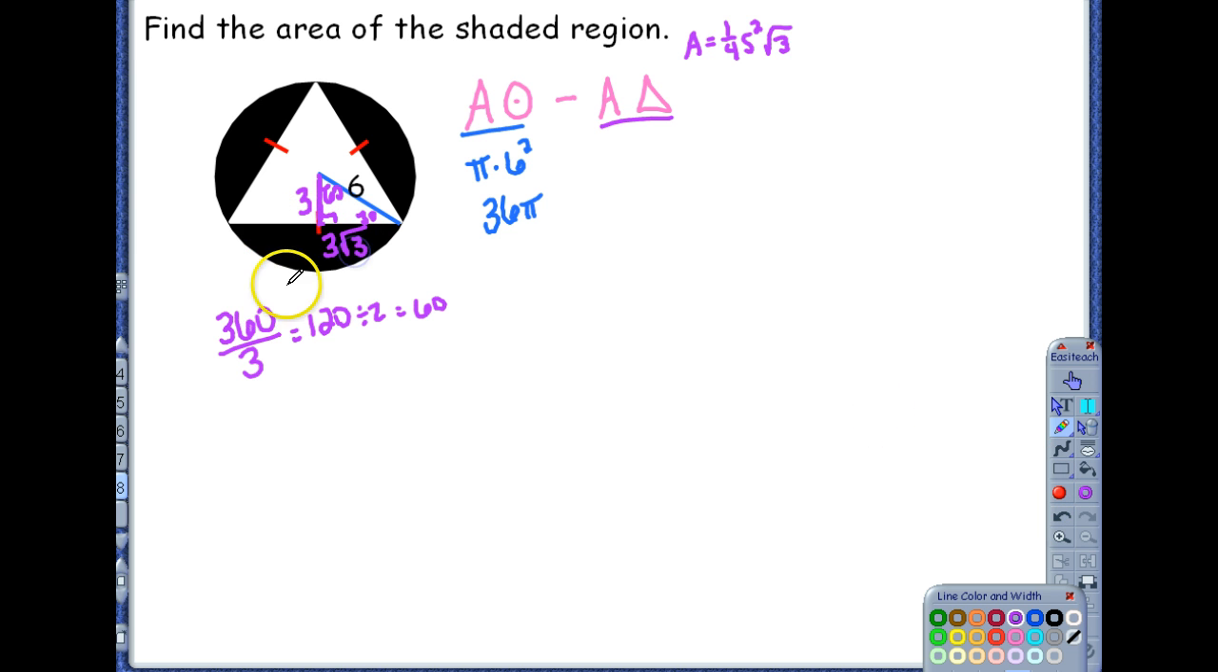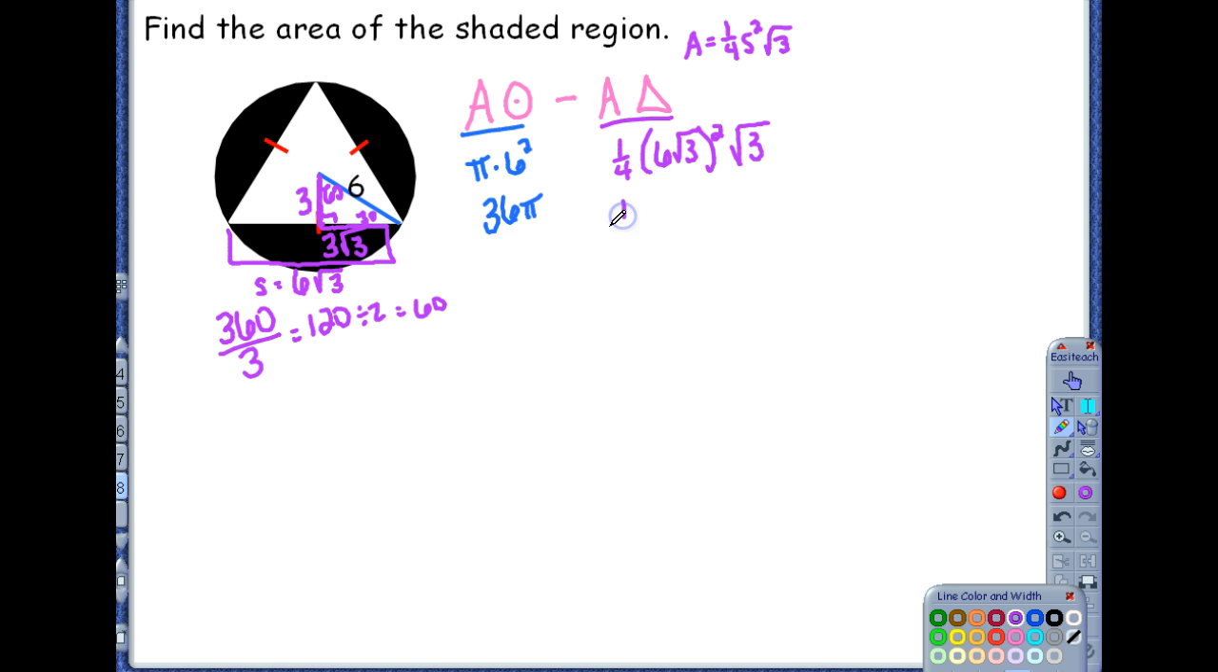Now, that's only half of the side, so just be careful with that. We want the full side. So that's going to be double that, so that's 6 radical 3. So that's our side length. And we know the formula, 1/4 side squared times radical 3. So let's take 1/4 of that side length: 6 radical 3 squared times a radical 3.